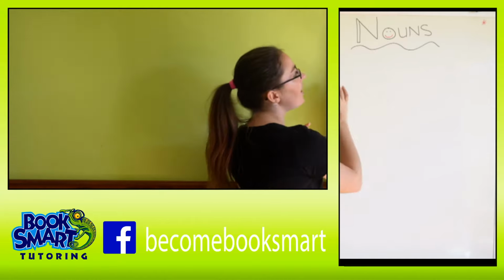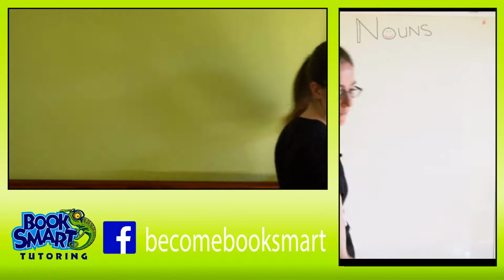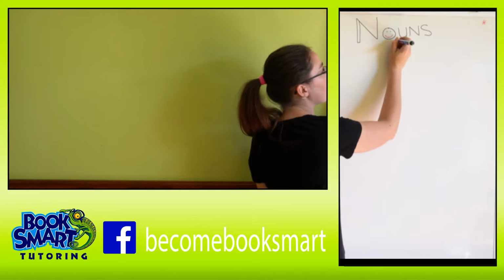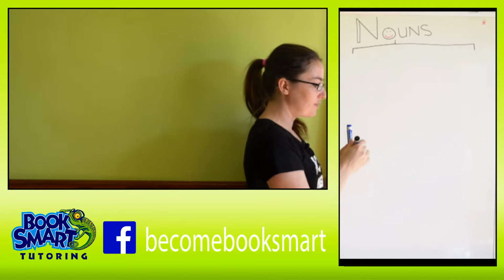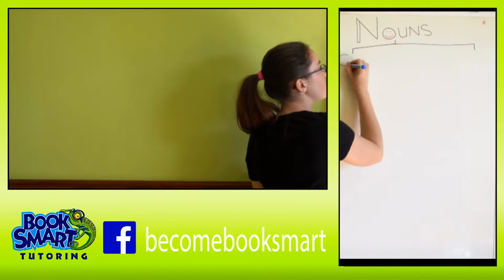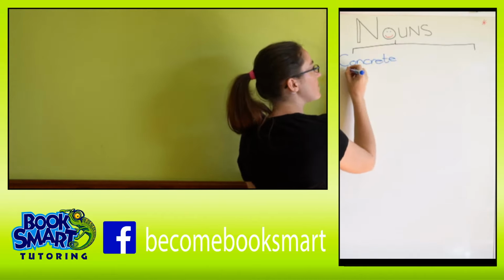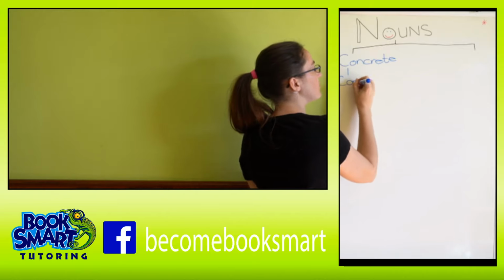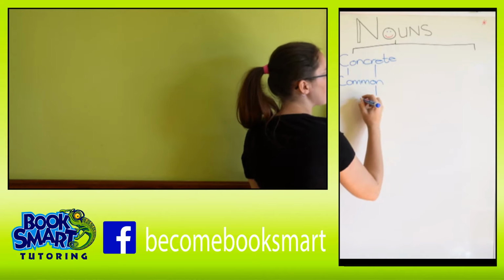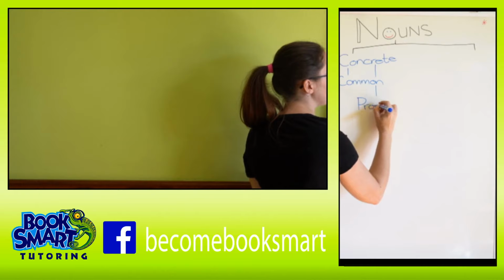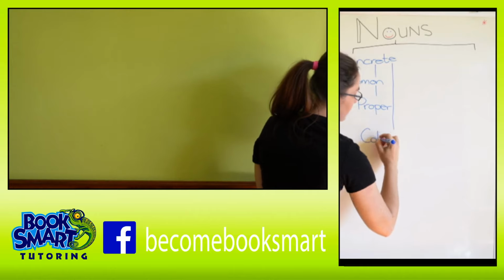If I have nouns, let's make a pretty flow chart. Nouns can be separated into two sections. First section, you have concrete nouns. Remember, concrete nouns encompass common nouns, they also include proper nouns, and they include collective nouns.